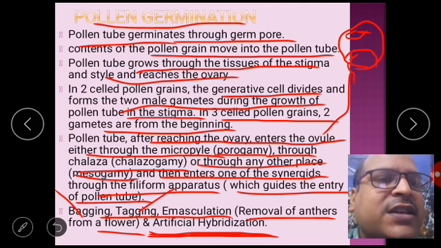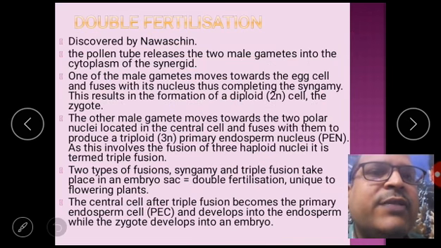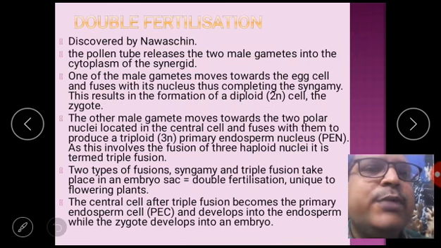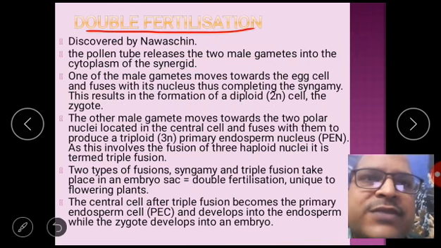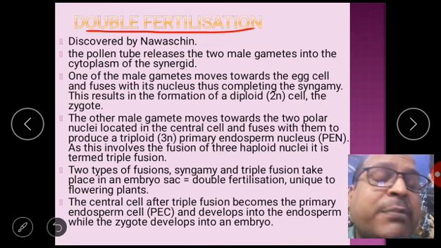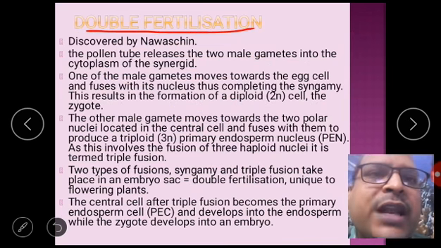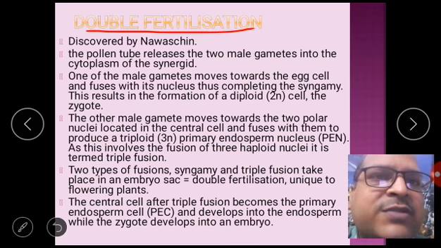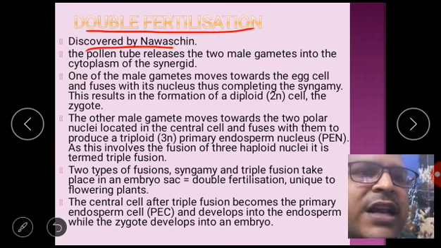You will study this in higher classes. Now, double fertilization. We are coming to this part. This is very important in angiosperms, and you must know it. Double means two times. Fertilization means fusion of male and female gametes. So the fusion of male and female gametes two times is known as double fertilization. First thing, it was discovered by Navashin.